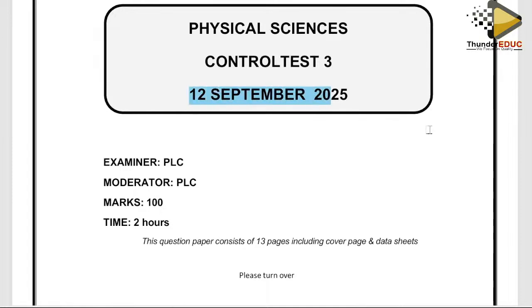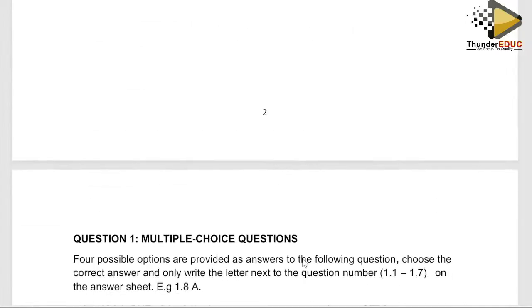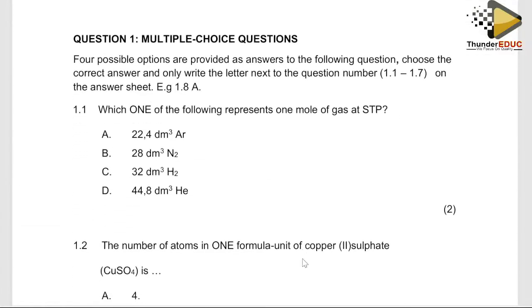September 2025. Duration is 2 hours and total is 100 marks. Then we are going to go through the first page, which is our instructions, then quickly dive into our multiple choice questions. So question one there is multiple choice questions.